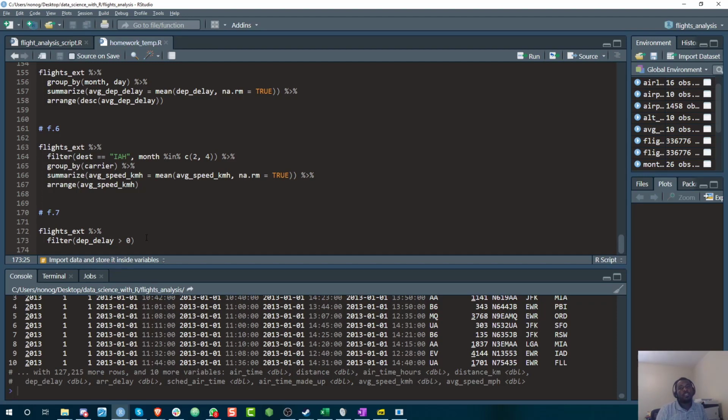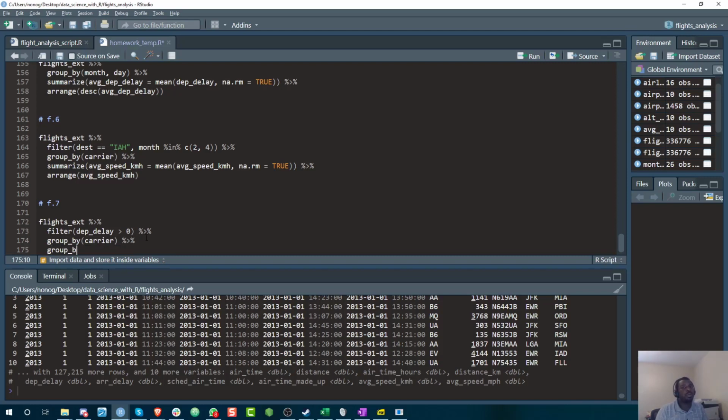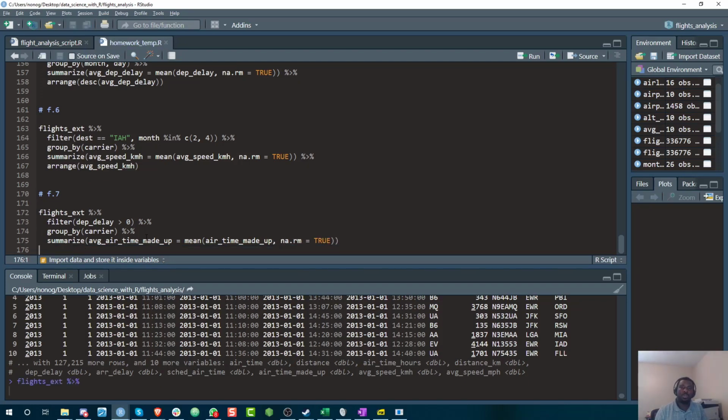Okay, so now that we have that, you want to group by carrier, because the summary statistic that we're going to calculate, we want it for each carrier, so we need to group by carrier and then summarize. My bad. And let's call it average time made up. It's pretty long. You may want to write something smaller. It's really up to you. And let's look at the average time made up. Let's remove the NA values.